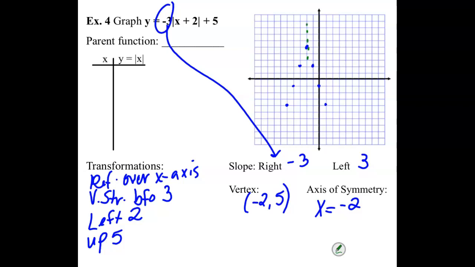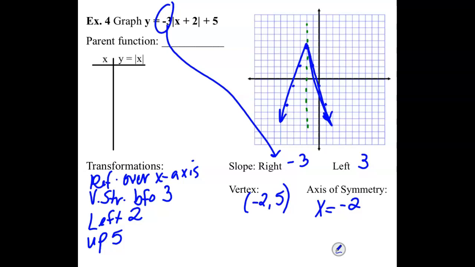Here is your line of symmetry. Does it look the same on each side? Yes. So if you know what the right side looks like, can you flip it over that line to get the left side? All right. And try to hit your dots. Make a nice line. All right. Why did it open down? Because we reflected it. Yes?